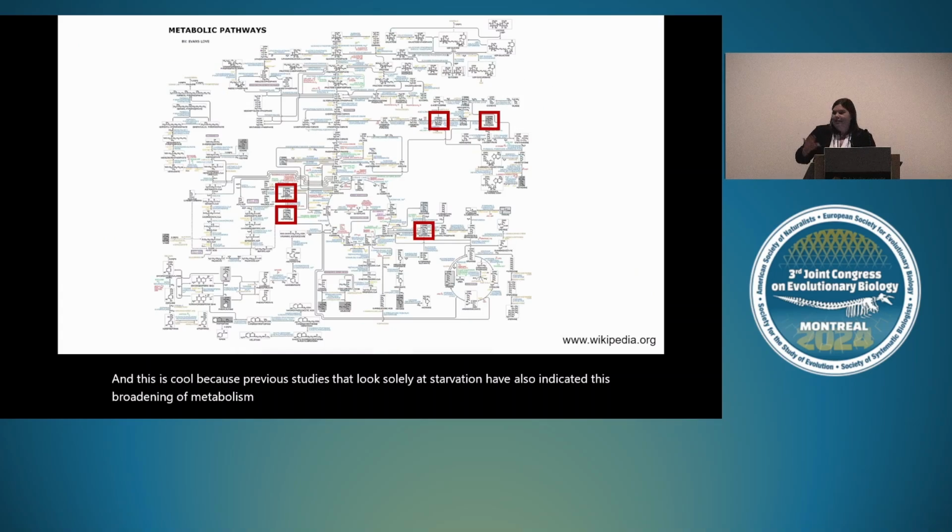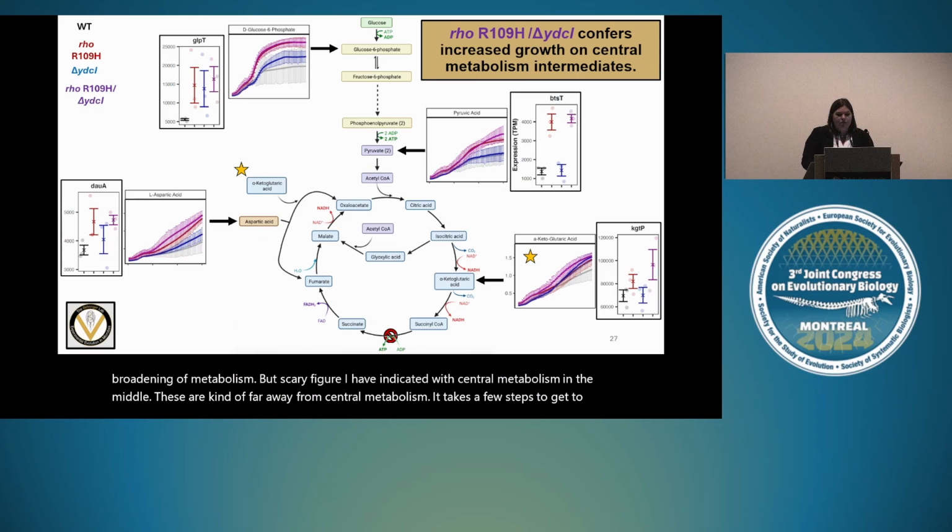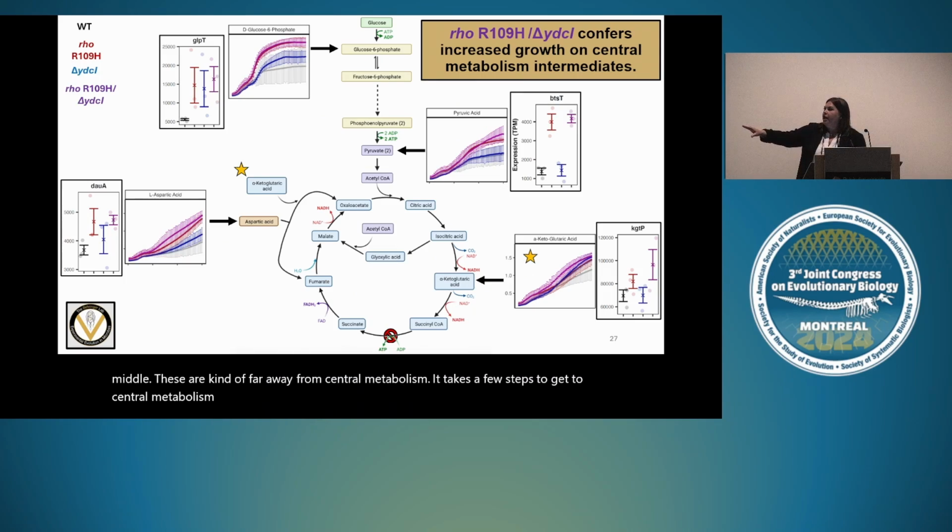But in the figure I have, indicated with central metabolism in the middle, these are kind of far away from central metabolism. It takes a few steps to get to central metabolism. So here, in our case, the double mutant would be better suited when resources are replenished.